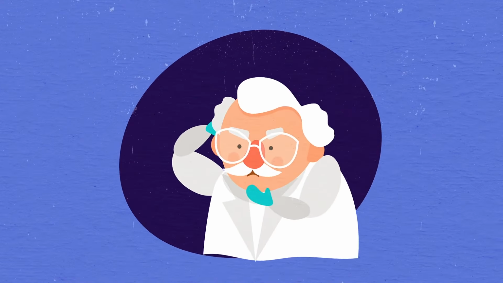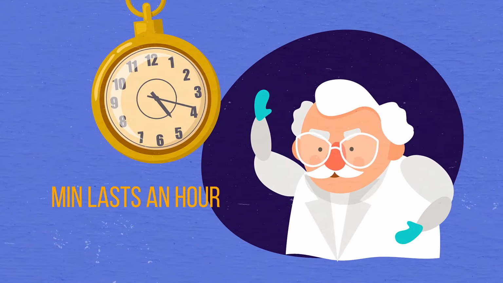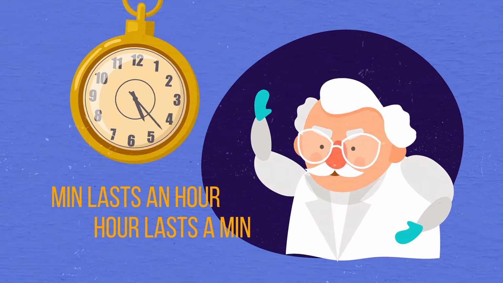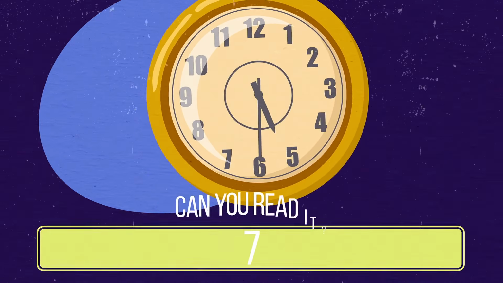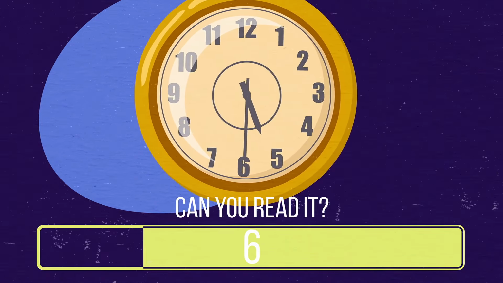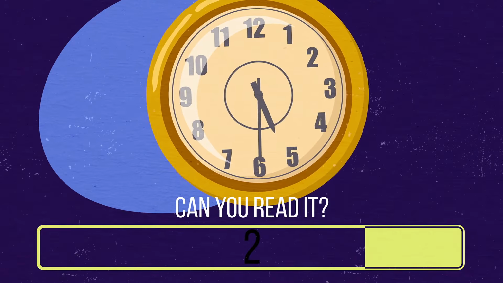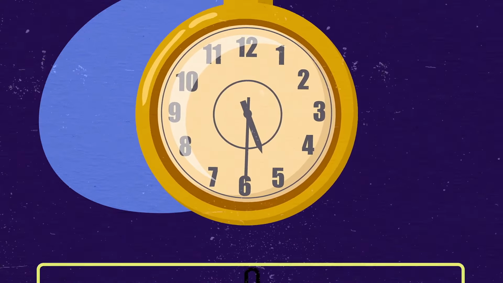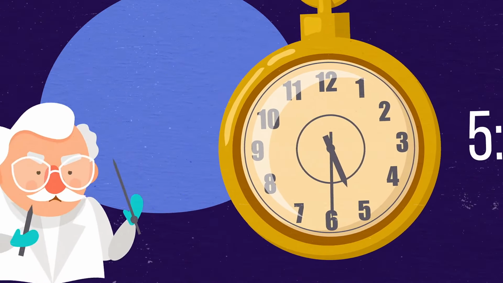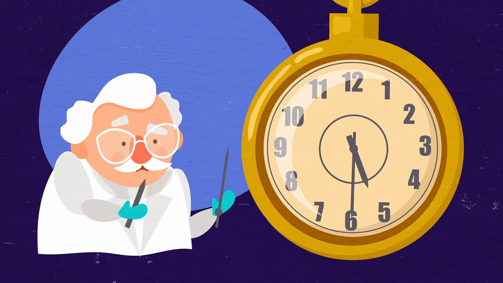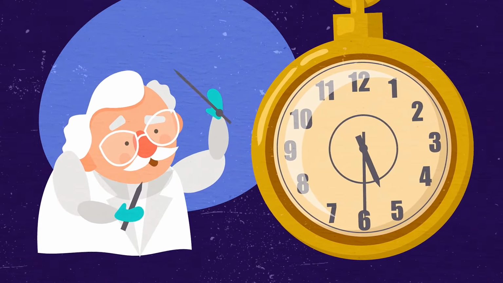A genius invented a watch he thought no one else but him could read. A minute on his watch lasts an hour, and an hour lasts a minute. The watch shows the right time twice a day. Can you read it? It's 5:30, just like it is. The genius changed the hand, placing the hour hand instead of the minute hand, and vice versa. Well, that doesn't seem that genius.